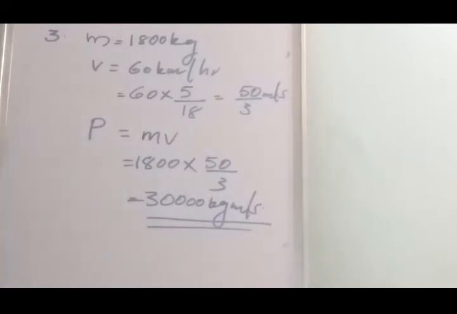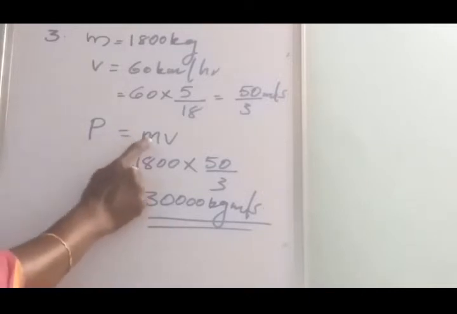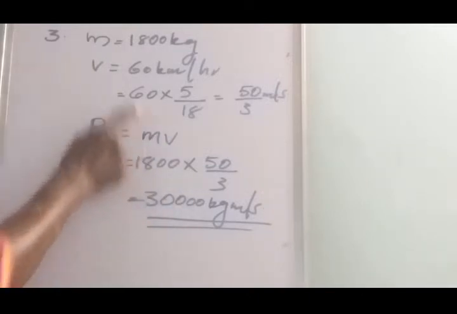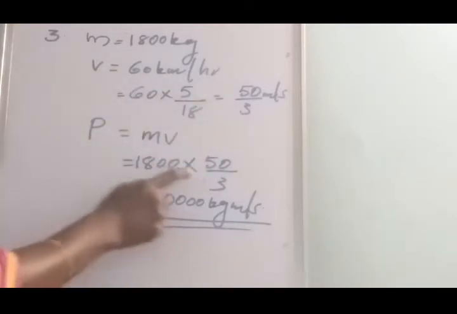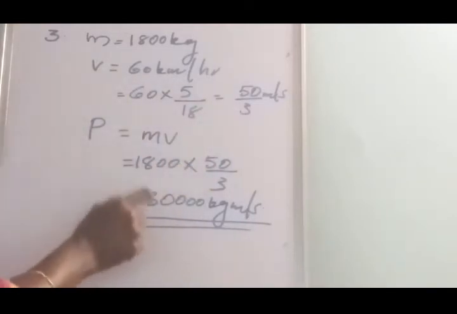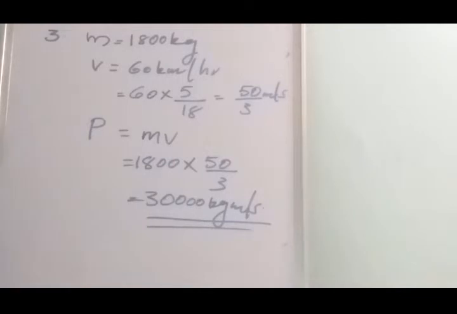Next we have to find the momentum of the car. All of you know the equation for momentum: P is equal to m into v. And m is given as 1800 into, we found the velocity 50 by 3. Simplifying this, we will get the momentum as 30,000 kilogram meter per second.